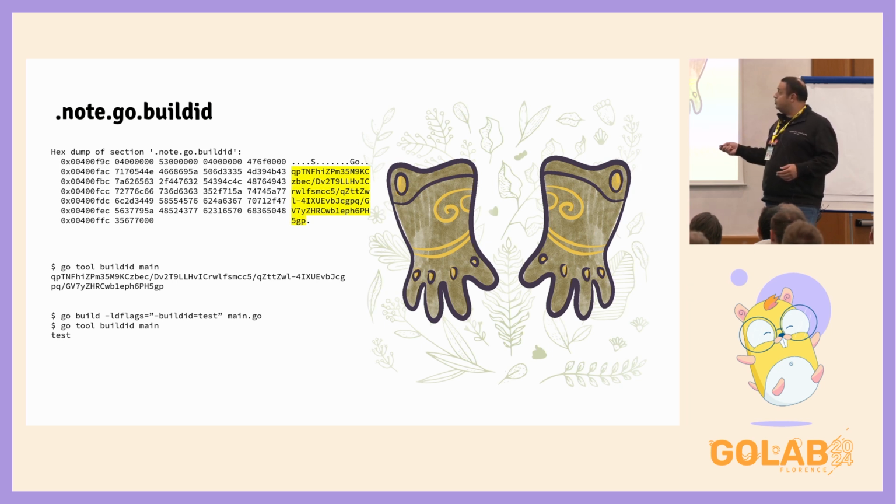So I can use the go tool build ID to extract that same information, but this is reading the binary and this is using the tool. And also I can build my own binary using my own build ID, the one that I want. So if I run go tool build ID, it will be test in this case. And if I read the file here, instead of this, I will find test.